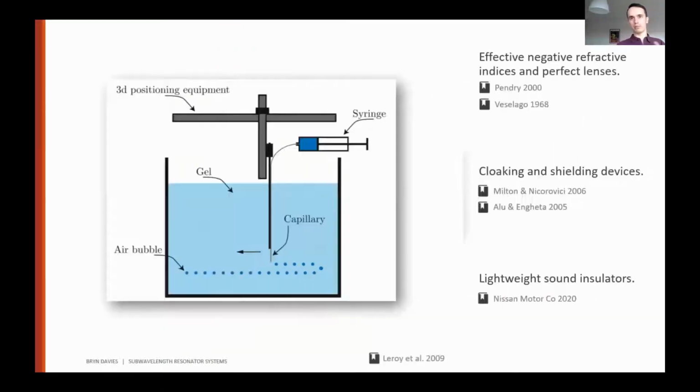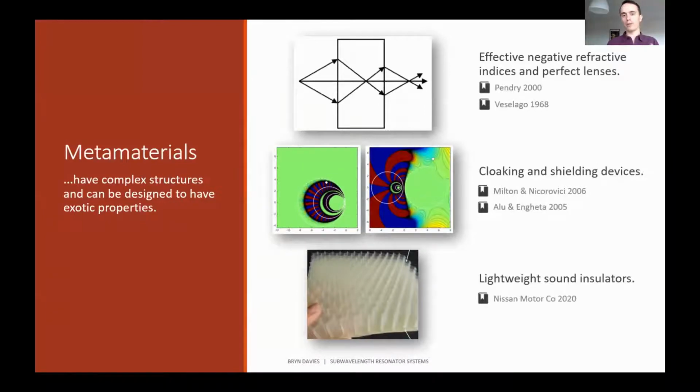And when we're doing this, these complex microstructure materials are really examples of metamaterials. Metamaterials being this very active area of research during the last couple of decades. A brief history of which is that it more or less began with the development of materials with effectively negative refractive indices, from which researchers were able to develop high-profile devices such as perfect lenses and cloaking and shielding devices.